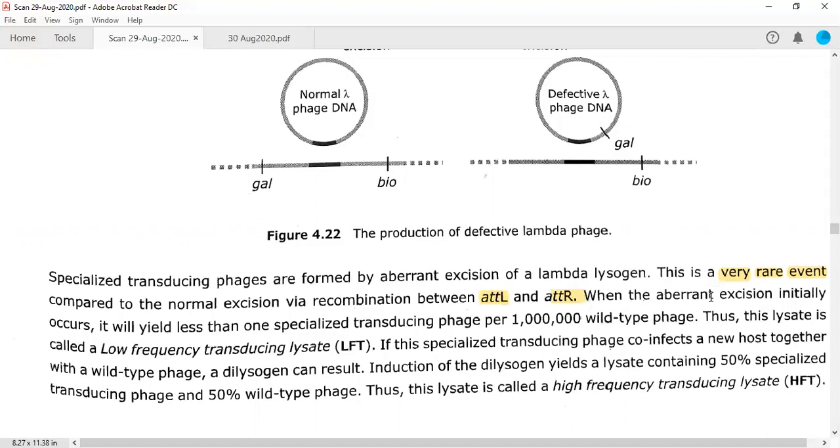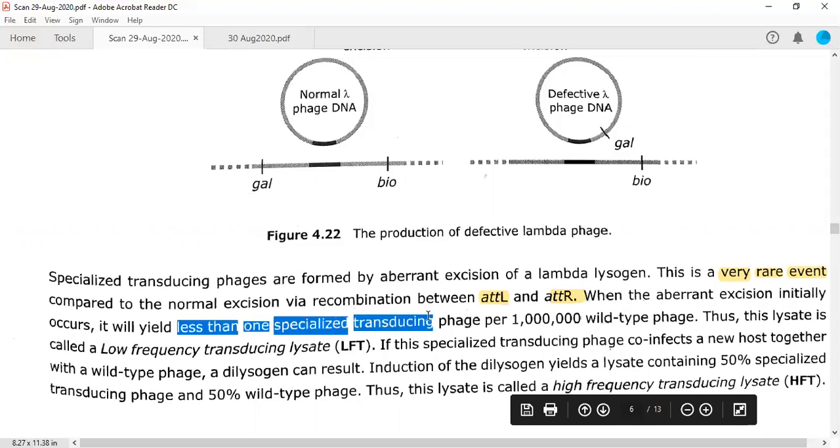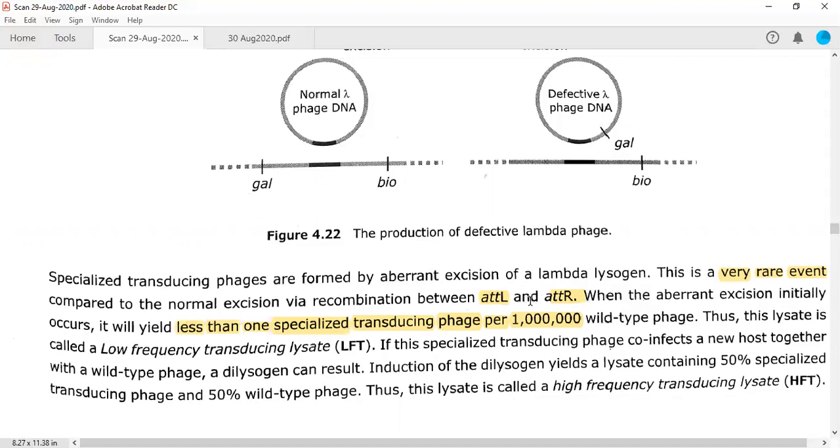So when an aberrant excision occurs, it yields less than one specialized transducing phage per 1 million wild type phages. So you can note the difference. Out of 1 million, out of 10 lakh phages, you are getting only one or less than one specialized transducing phage. Thus, this lysate is called low frequency lysate, LFT. This is also called a low frequency lysate.